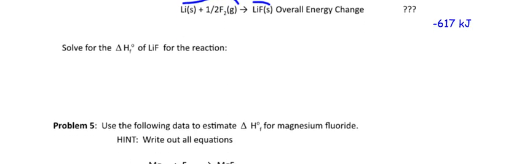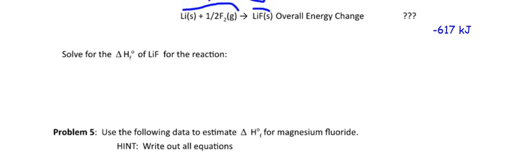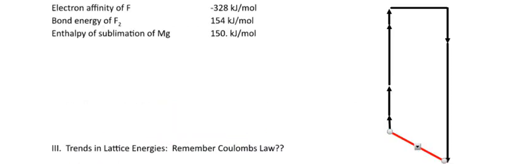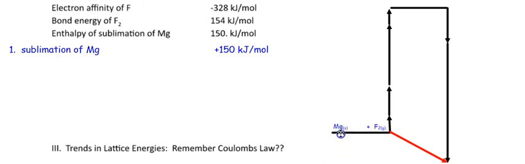So use the following data to estimate the heat of formation for magnesium fluoride. It's a little bit different, okay? So here I go, all right? And this is what I'm going to start with. Now let's write out all the equations, all right? So let's go ahead and do this. Well, what did we do the first time? We had to have sublimation of magnesium. What does that mean? I need to go from, I'm going to start right here, magnesium solid, and the F2, I'm not going to change anything to the F2.